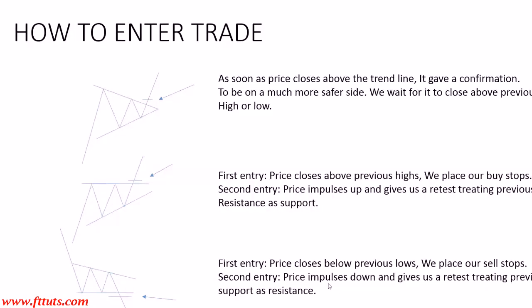Second entry, price impulses down and gives us a retest, treating previous support as resistance. We do know of previous support turning into resistance, so it's also possible with these patterns. Even with the ascending, you do know of resistance turning into support. So these are also possible. Should look out for them. Okay.